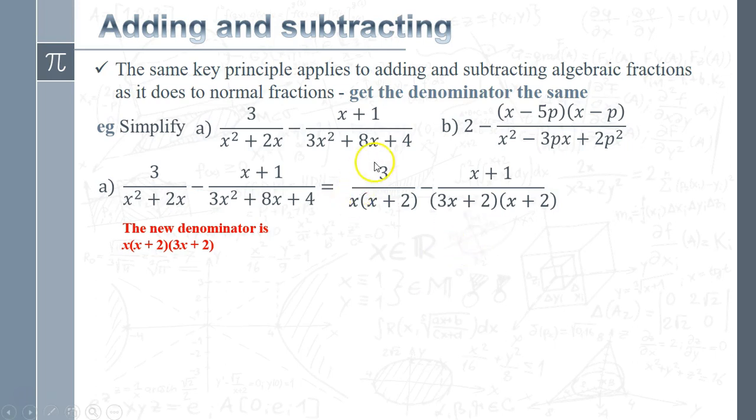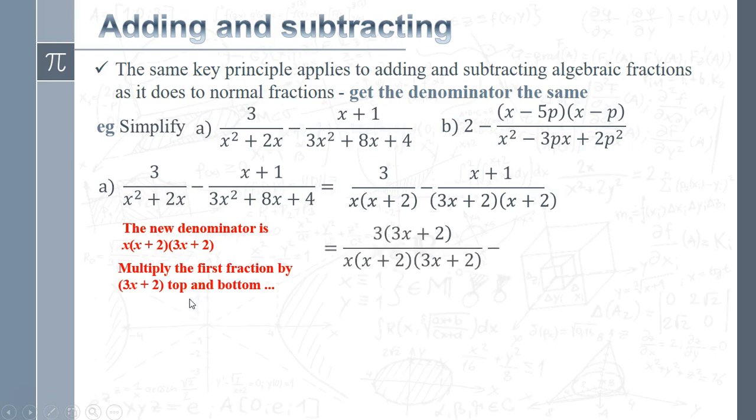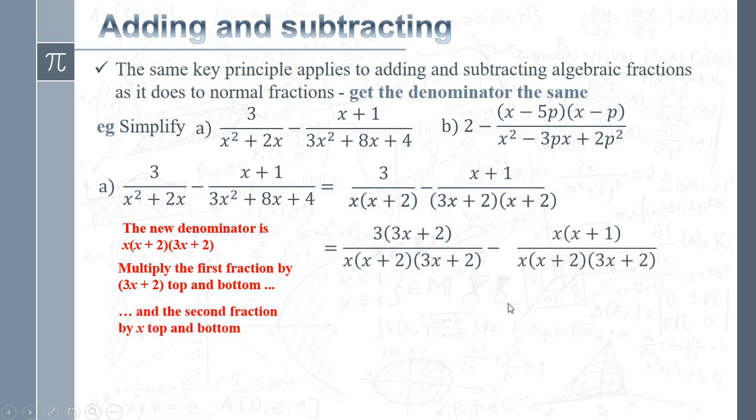So, in order to get this fraction here to have x plus 2, 3x plus 2 on the bottom, we've just got to times top and bottom by that bit there, 3x plus 2. So, that's our first fraction. And to do a similar job on this one, to end up with our new common denominator, which has got the 3 bits, the bit that's missing is the x. So I just need to times top and bottom by x. So we end up with that.